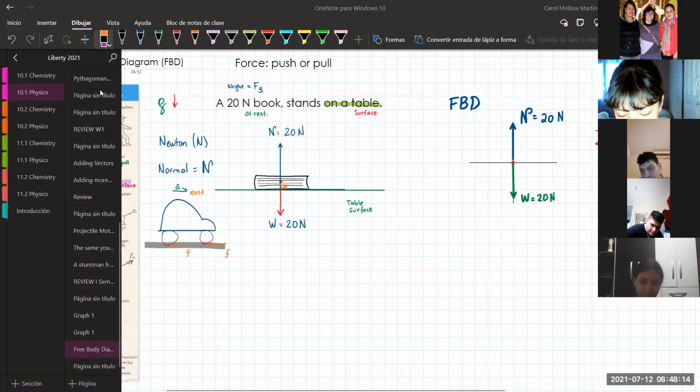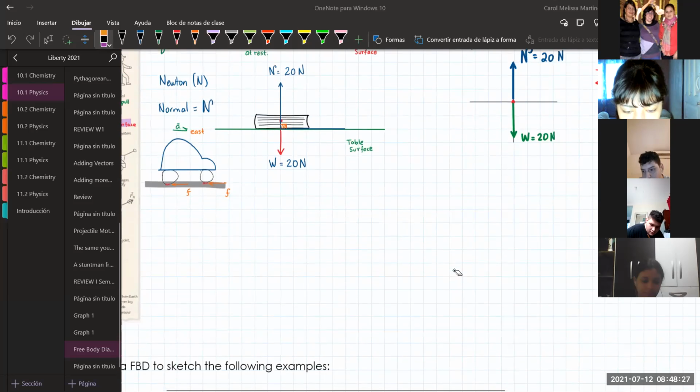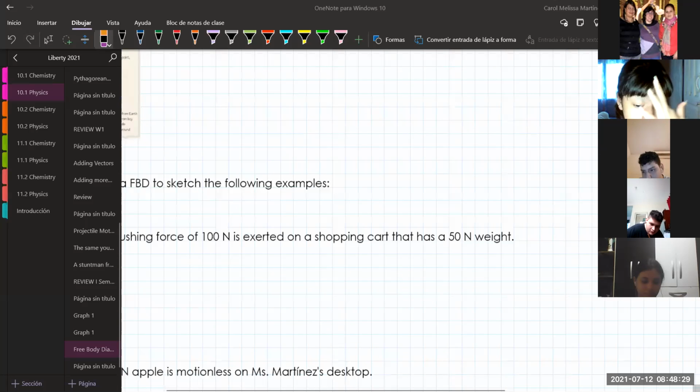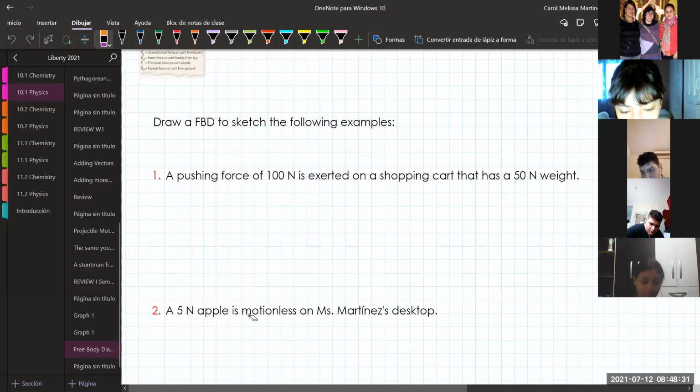Now, this example is very simple, so maybe we can try with different examples for you to get used to it. Okay, first example, book on the table, easy. Let's work on the second example.